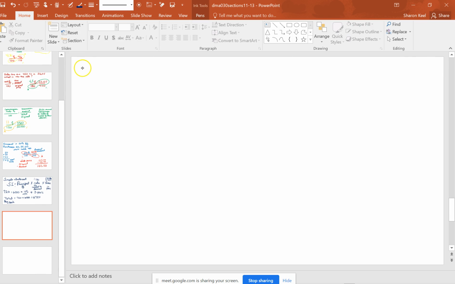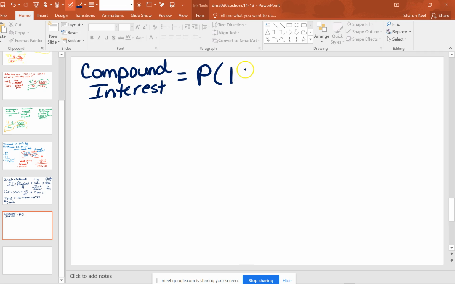The last thing that we have is something called compound interest. Compound interest has its own formula, and when you do your test, you will be allowed to write down and use these two formulas on the test. For compound interest, you start with principal, and then we have 1 plus the rate over n, and our exponent is going to be n times t. Now, rate is still going to be the percent written as a decimal.